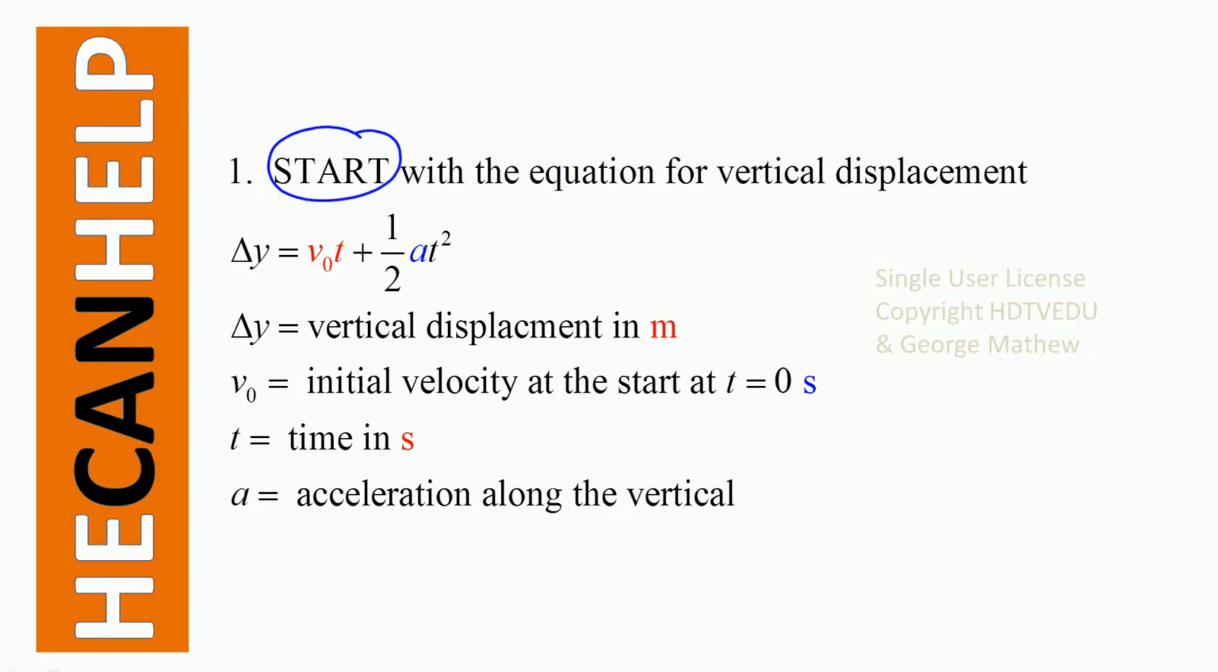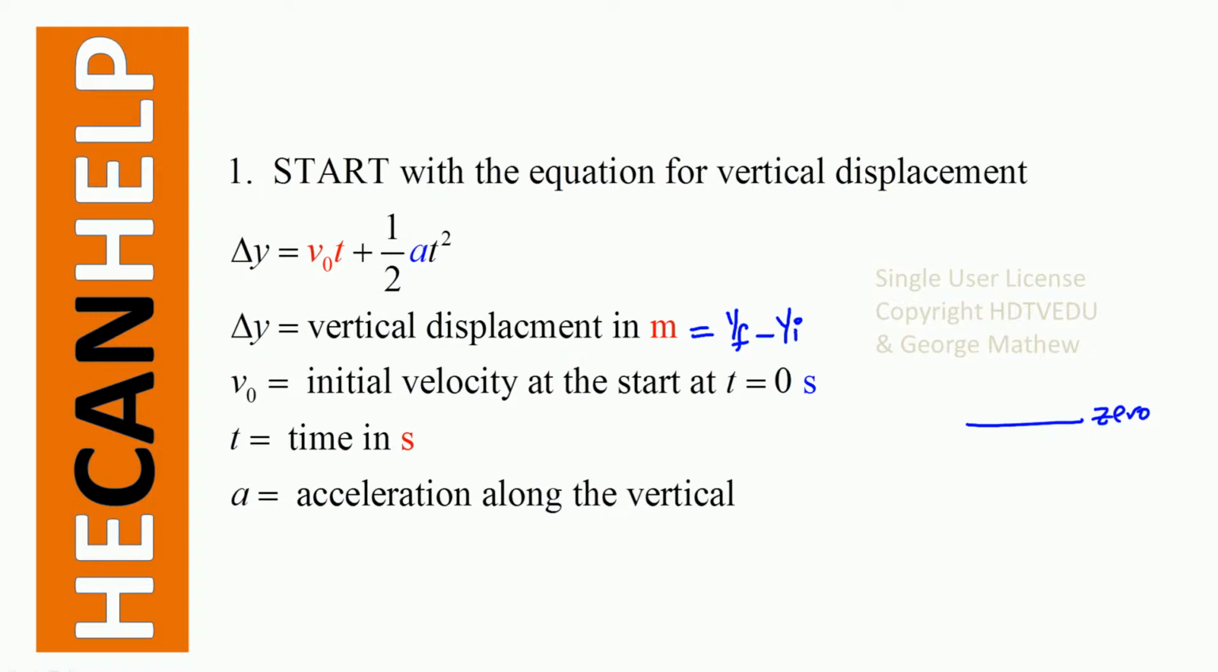Where do we start? We start with the equation for vertical displacement, and that is equal to v0t plus 1/2 at squared. What is delta y? Vertical displacement in meters, and that is equal to y final minus y initial. So again, what is delta y? Delta y is y final minus y initial.